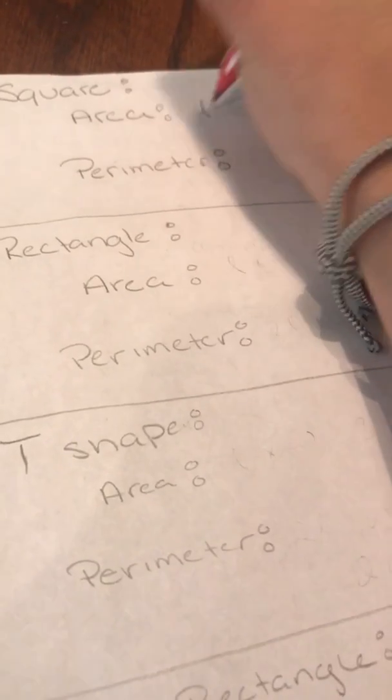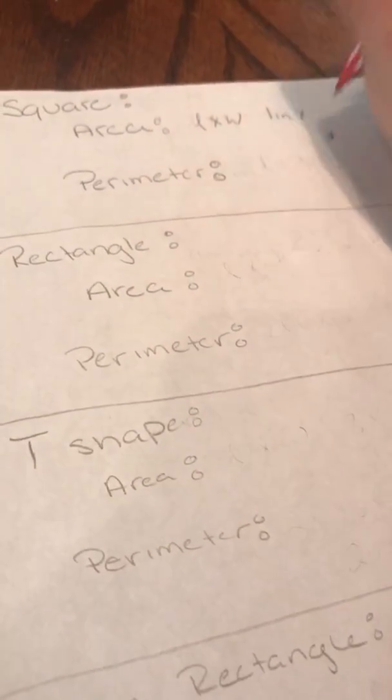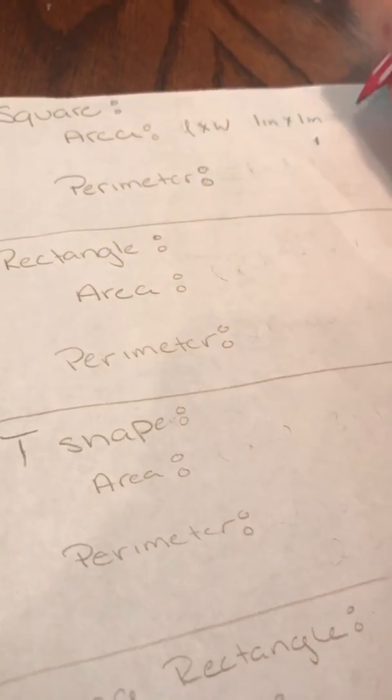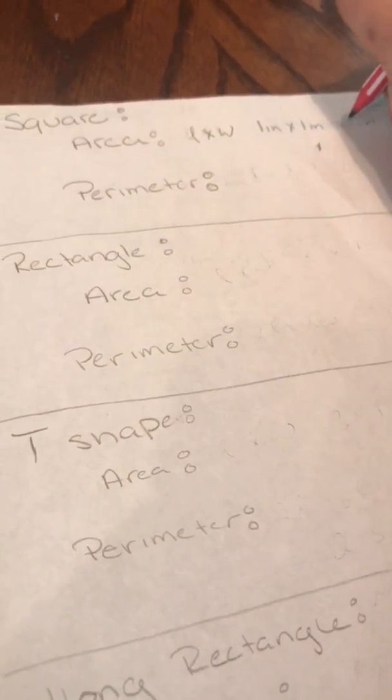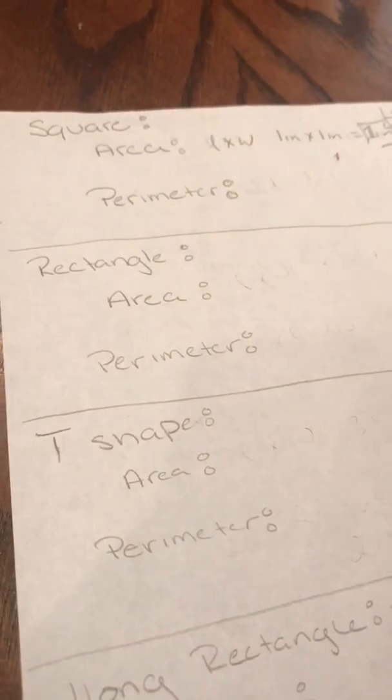This square is 1 inch by 1 inch. To find the area of it, we're going to take length times width, which is 1 inch times 1 inch, and that is going to equal 1 inch squared. So the area of this square is 1 inch squared.